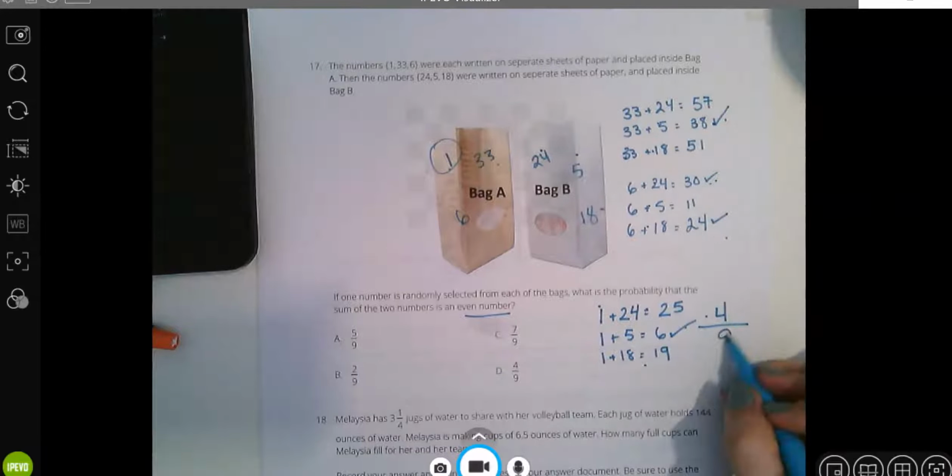Okay, now I'm looking for the probability. So I want the odds of getting what I want, an even number, 1, 2, 3, 4. Out of all the possible options, 1, 2, 3, 4, 5, 6, 7, 8, 9. So my answer is going to be D right there.